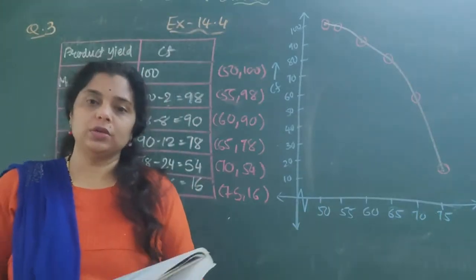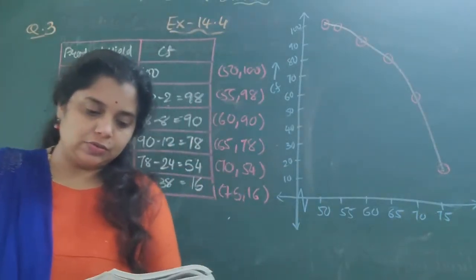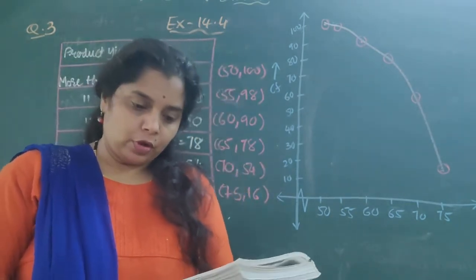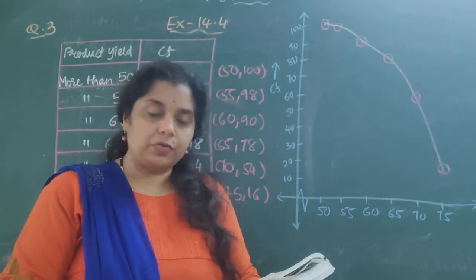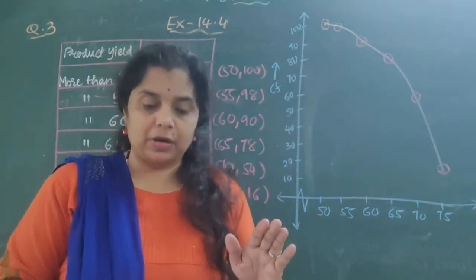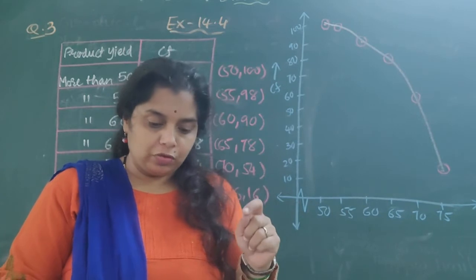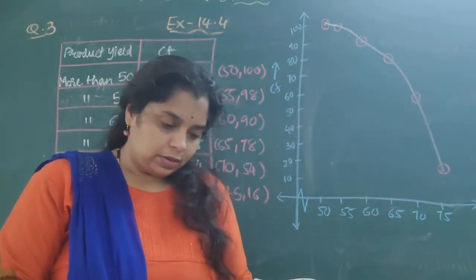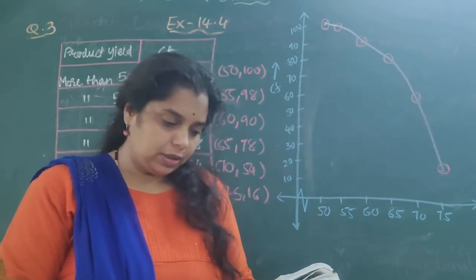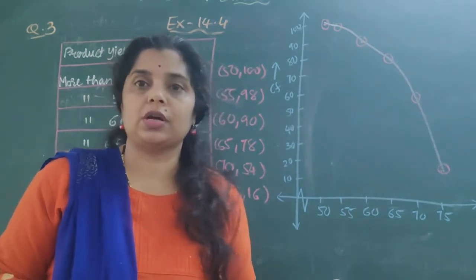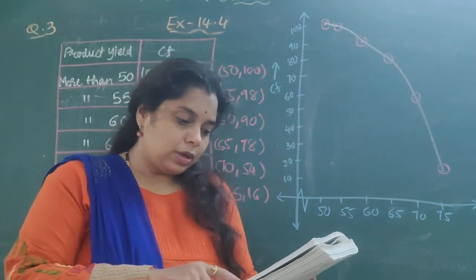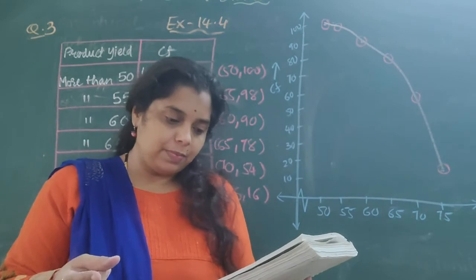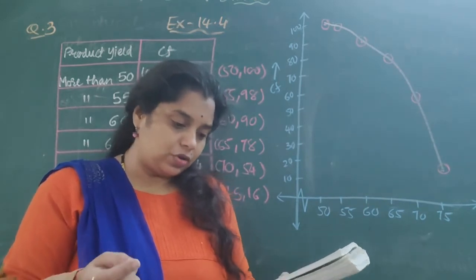Now let's do the third question. The following table gives the production yield per hectare of wheat of 100 farms of a village. So total 100 farms are there and the yield of wheat per hectare is given. The total number of observations is 100. Change the distribution to more than type distribution and draw its ogive.